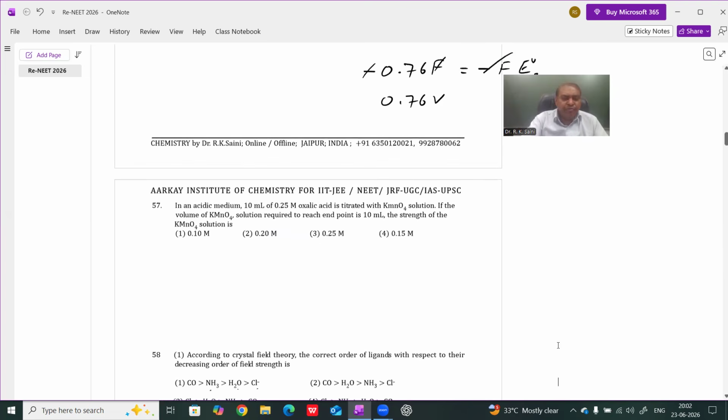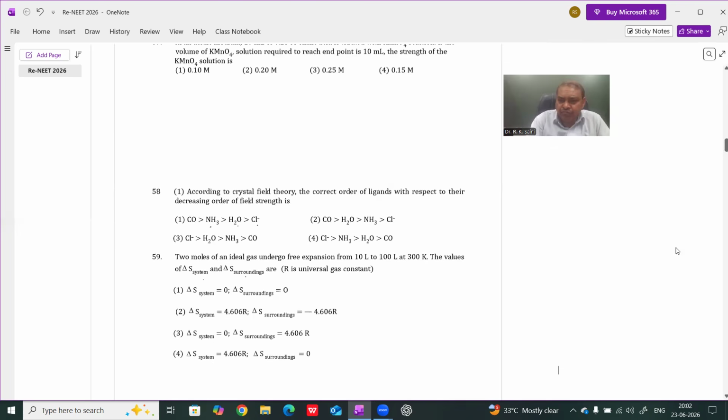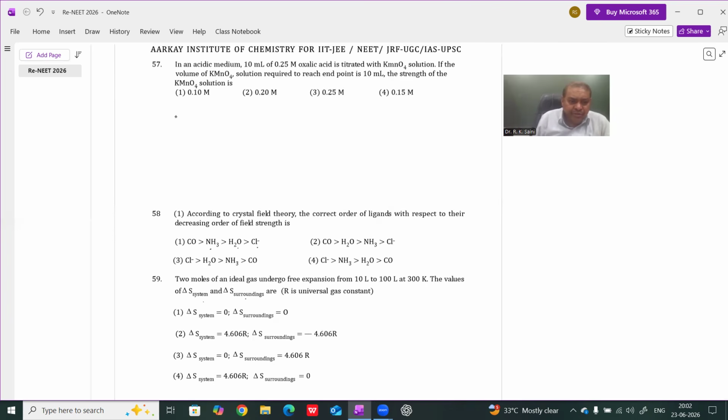This question is taken from the mole concept, particularly redox reactions. By the use of the law of equivalence, we know that the gram equivalent of oxalic acid equals the gram equivalent of KMnO4. We know that gram equivalent equals N into V divided by 1000, and normality equals molarity into n factor. So molarity into n factor into V, similarly molarity into n factor into V.